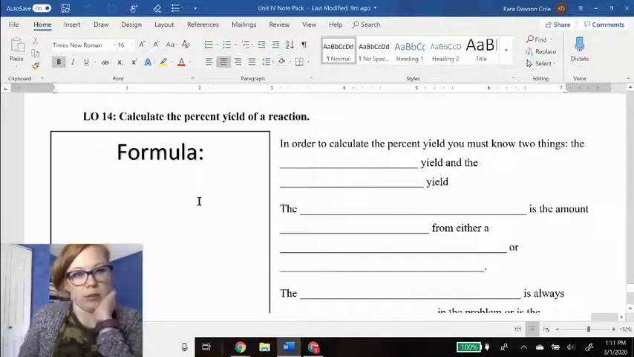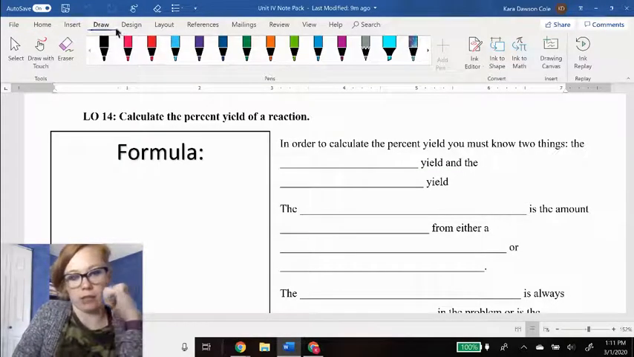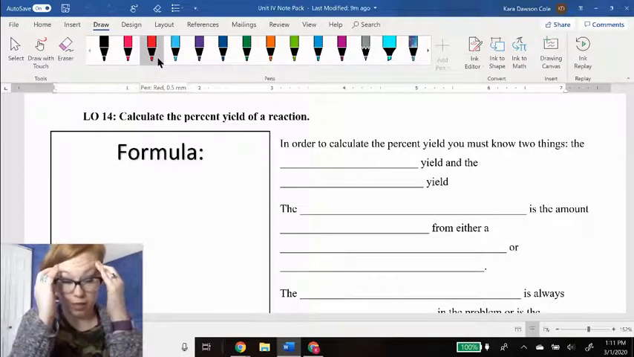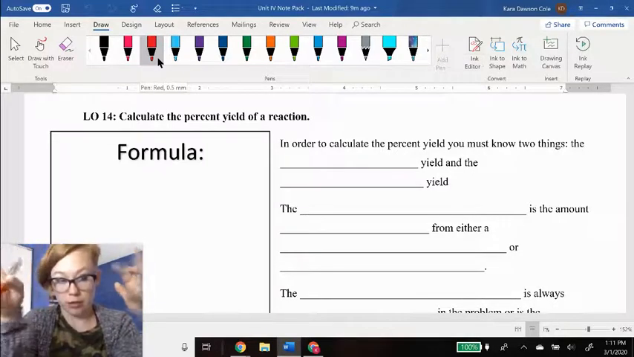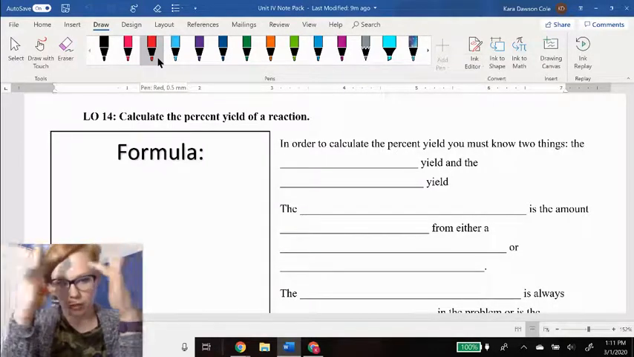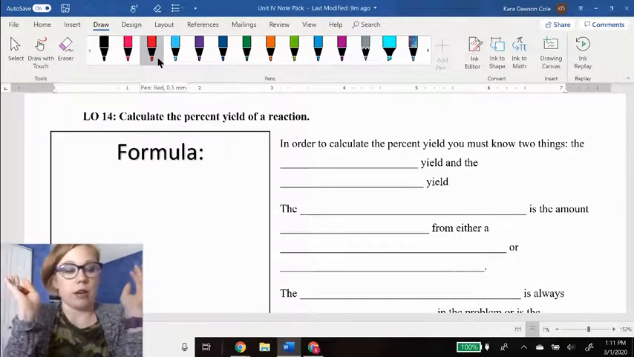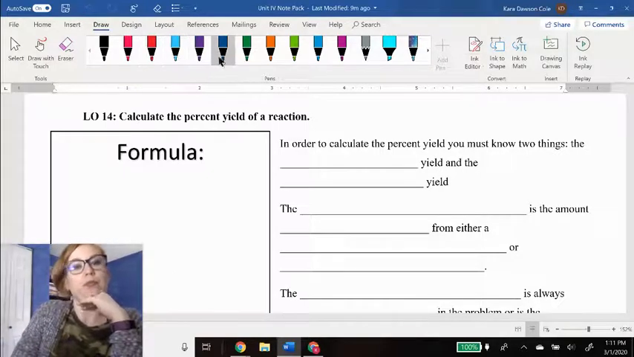All right, guys, so we are looking at learning objective 14, which is the last learning objective of this particular... I think this is actually learning objective 11 on your study guide. So you might need to reorganize these numbers a little bit, but that's okay. We'll talk about it in class. Anyway, it's the last learning objective for unit 4, which is to calculate the percent yield of a reaction.